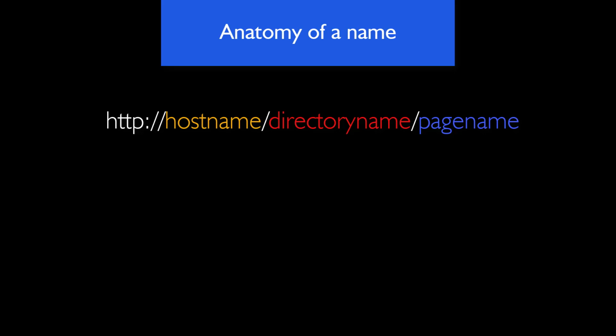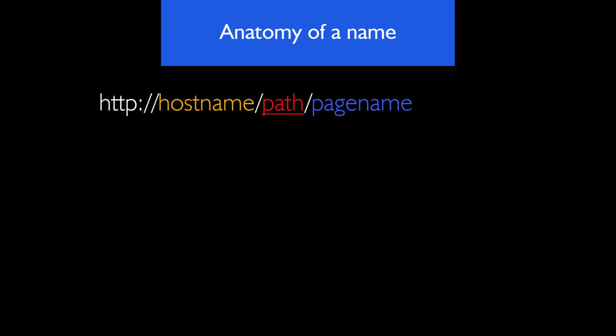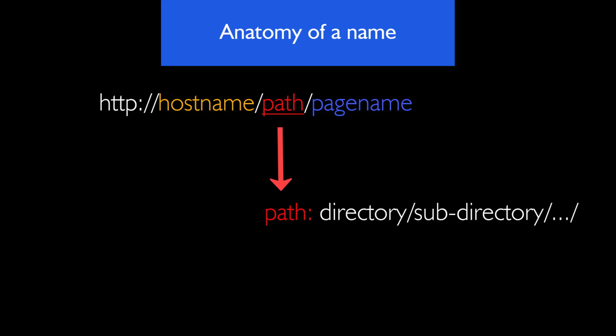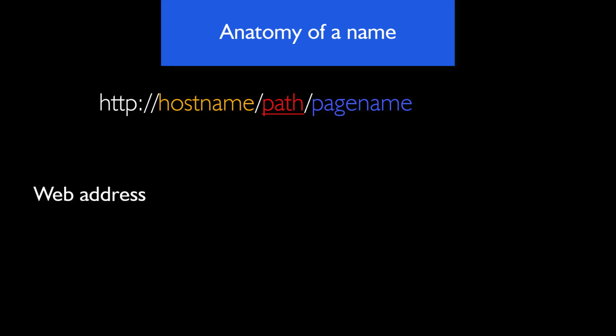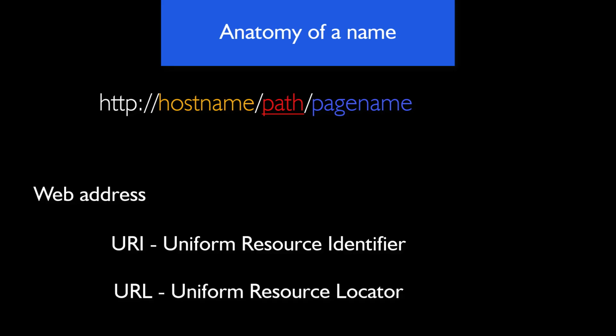Earlier, we saw how your browser asks for a page in this format: http://hostname/directory name/page name. Or we might code more generally by replacing directory name by path, where path represents a possible chain of subdirectories. Since we need to make use of this kind of information frequently, let's see how this is constructed. The above format is informally defined as a web address, but the formal terms are URI for Uniform Resource Identifier and URL for Uniform Resource Locator.